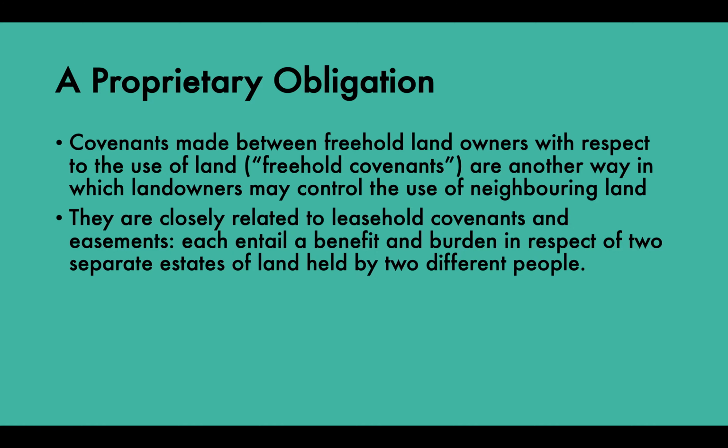So, a proprietary obligation. Covenants made between freehold landowners with respect to the use of land, so freehold covenants, are another way in which landowners may control the use of neighbouring land. So they are, in effect, a private model of land regulation. They are closely related to leasehold covenants and easements; each entails a benefit and burden in respect of two separate estates of land held by two different people.